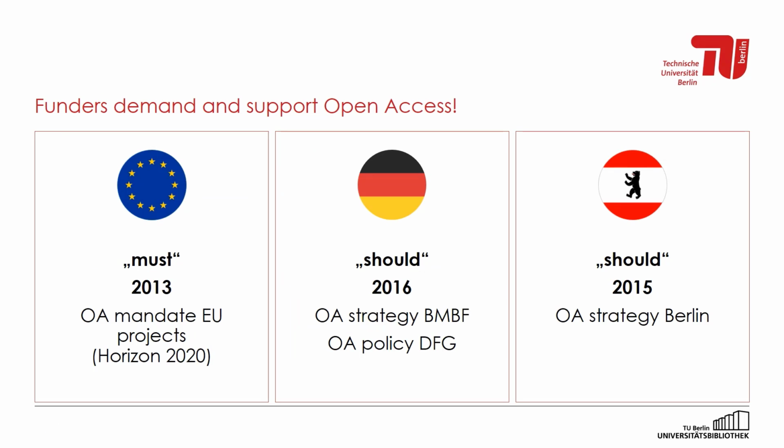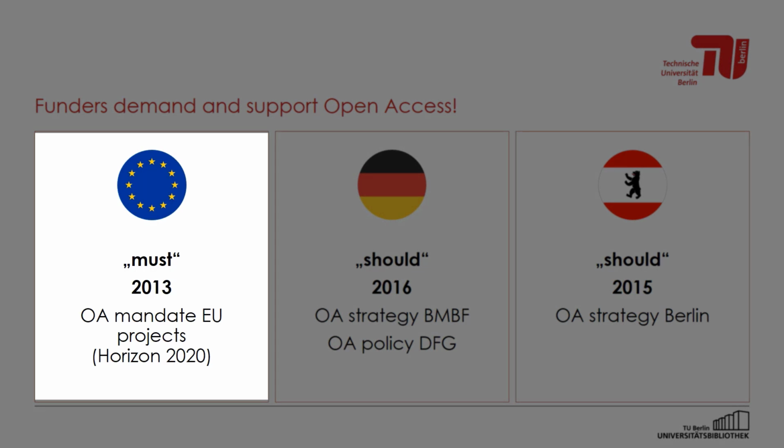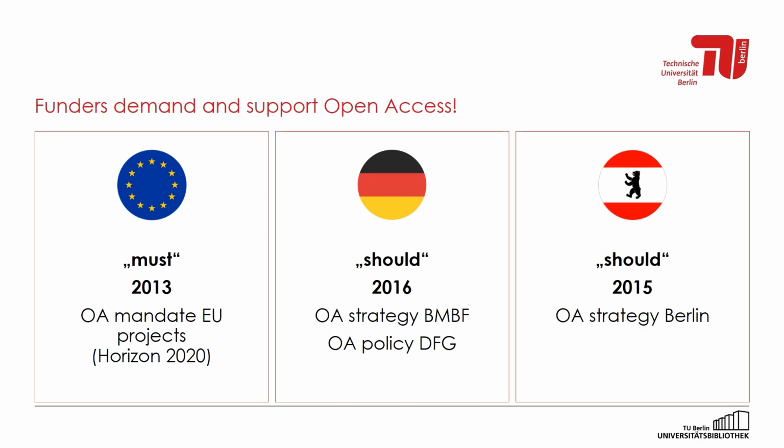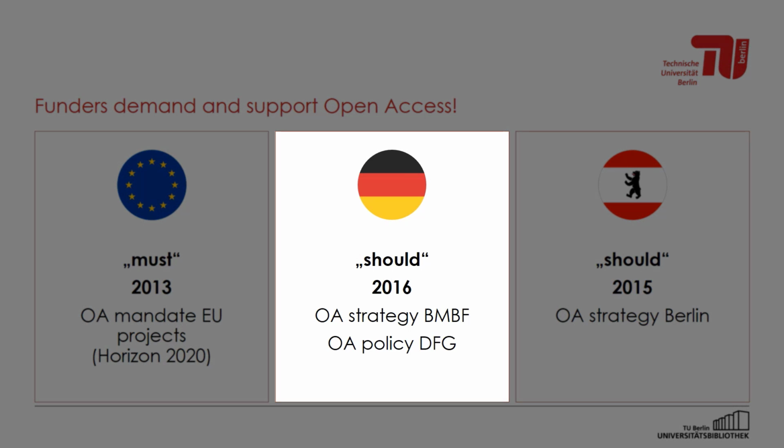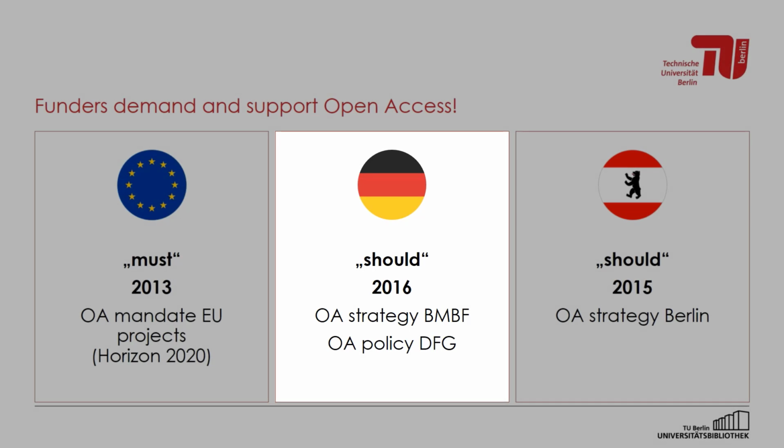Let's have a look at what research funders take a stance on open access. If you're part of an EU-funded project, you have to respect the open access mandate. In other words, since 2013, you must make your research available open access, and there might be sanctions if you don't comply. If you are part of a project funded by the Federal Ministry for Research and Education, BMBF, or the German Research Foundation, DFG, the guidelines are less strict. You should publish open access, but it's not mandatory.